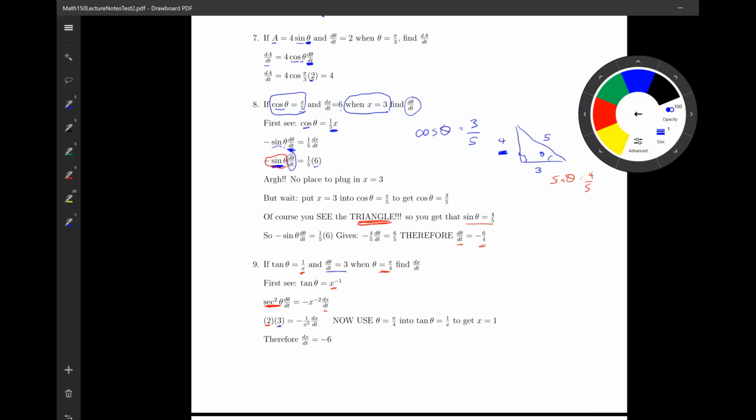And then x, they didn't tell me where to get x from, so now I'm going to use my given angle information into my original problem. So I get tangent of pi over 4 is 1 over x. I know tangent of pi over 4 is 1, so that's how I get x equal 1. So I can put that in, so I finally get the answer.